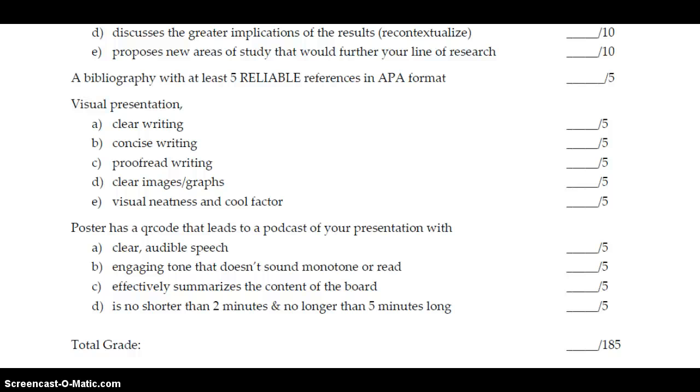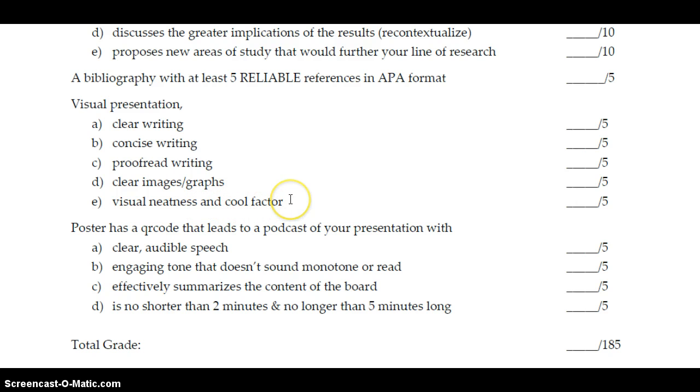So overall, your visual presentation, in other words, your actual physical poster, will get points for having clear writing, concise writing, so that means no more words than are necessary. Don't ramble on and on. Write only exactly what you need to. Summarize very concisely. Make sure that your writing is proofread so there aren't a lot of typos, that your images and graphs are clear and visually appealing, and that overall things look neat and have cool factors.